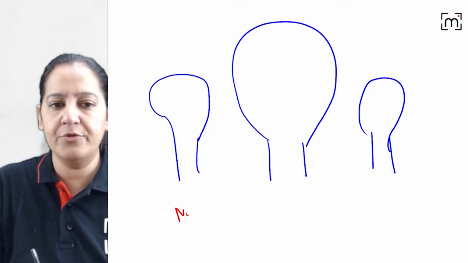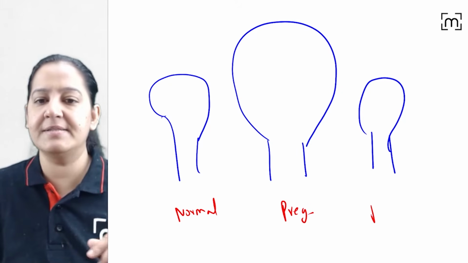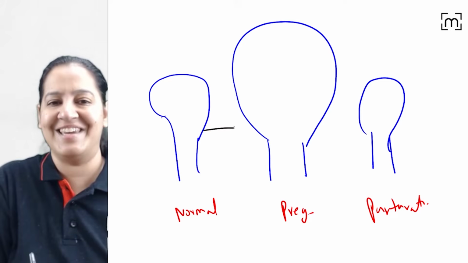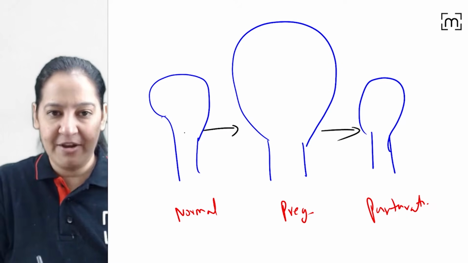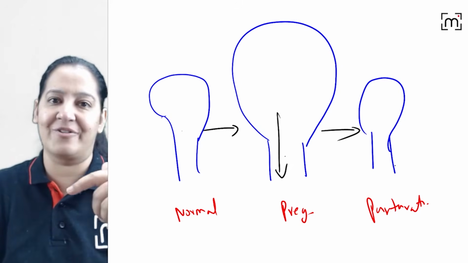This is a normal uterus, non-pregnant. This become pregnant. And here after pregnancy, it is parturition. Can you see the change? Can you appreciate the change? The female got pregnant, uterus increase in size. And after delivery of the baby, again it decreases in size.